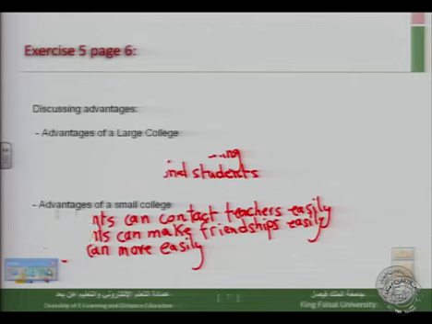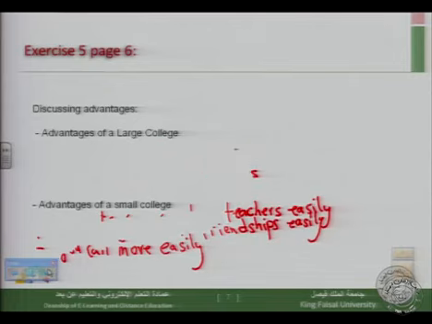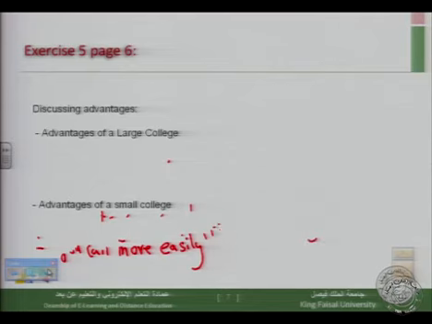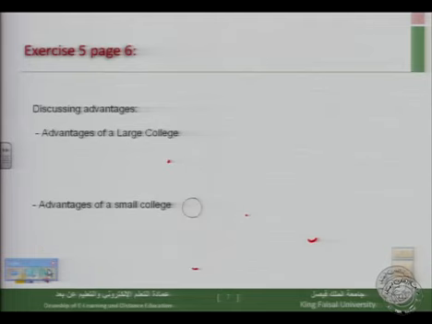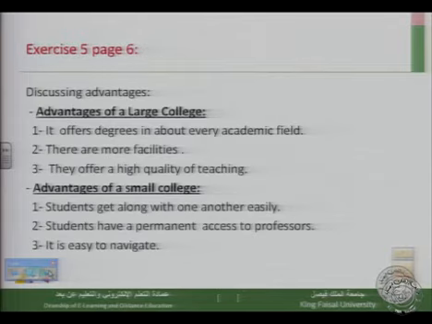We will have all our three advantages for each of these topics in the next slide, okay? This is the correction for you. So, advantages of a large college. Number one, it offers degrees in about every academic field. This is one good point for large colleges. Point number two, there are more facilities, such as libraries, laboratories, buildings. Number three, they offer a high quality of teaching.